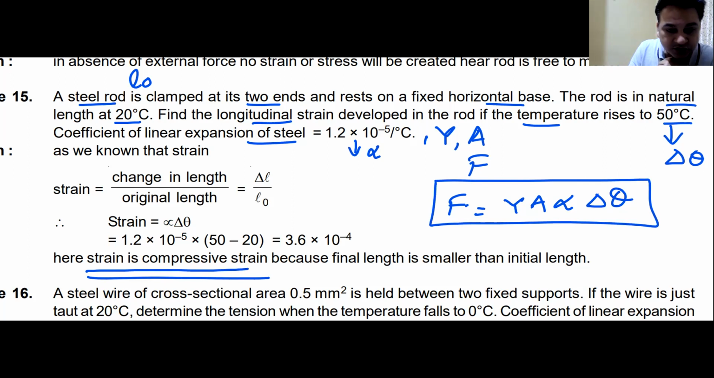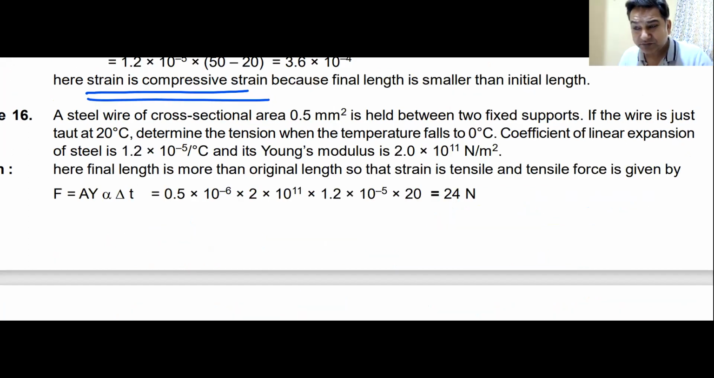Yes, sir. Okay, great. Now a similar question could be asked in a different way, and this is example number 16. If you do 3 or 4 examples on this, it is much more than enough. Again, a simple question. It has some numerical values. You just need to multiply, divide, add and subtract. A steel wire of cross-sectional area A is held between two fixed supports. The initial temperature is theta 1. Determine the tension when the temperature falls to 0 degrees. So this is theta 2. So the temperature is decreased.